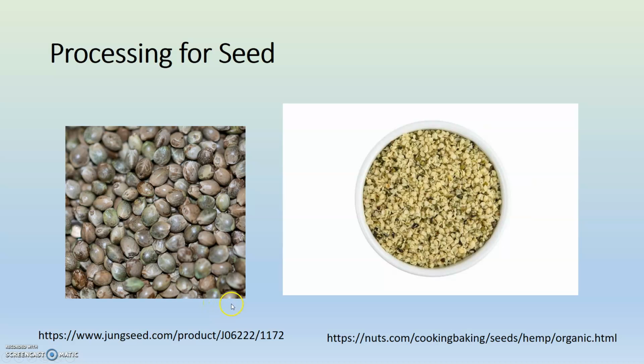Then there's processing for seed. On the left here you see seed for propagation, which means you buy the seed and you plant it and you grow cannabis. On the right you see seed for food, a good source of protein. So these different seeds have different ways of being processed.